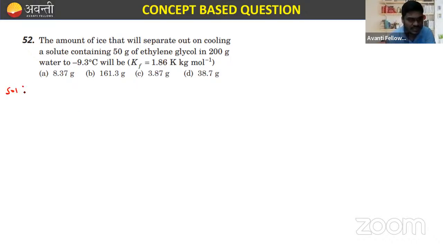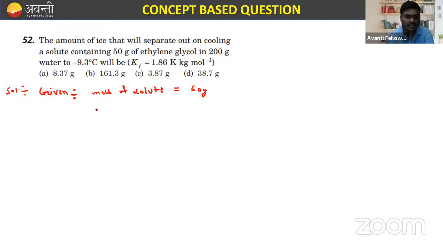So what is given in this question? Tell me quickly. The solution contains 50 gram of ethylene glycol in 200 gram of water. So the mass of the solute is equal to 50 gram.